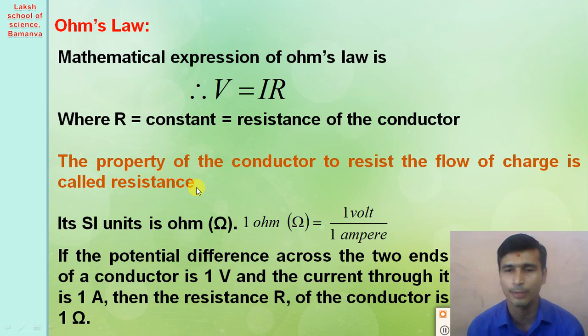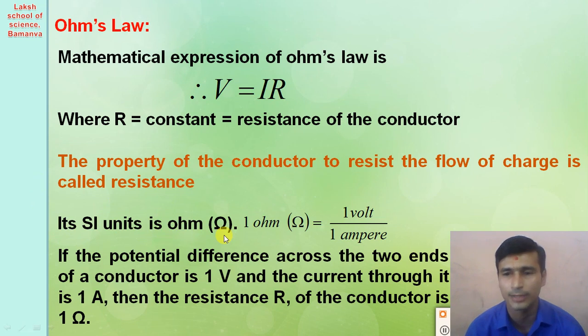It is the property of the material. Every material has some amount of this property. That is called the resistance. So the property of the conductor to resist, to oppose the flow of the electric charge is called the resistance. So from that, the SI unit of the resistance is the ohm. What is the SI unit of the resistance?